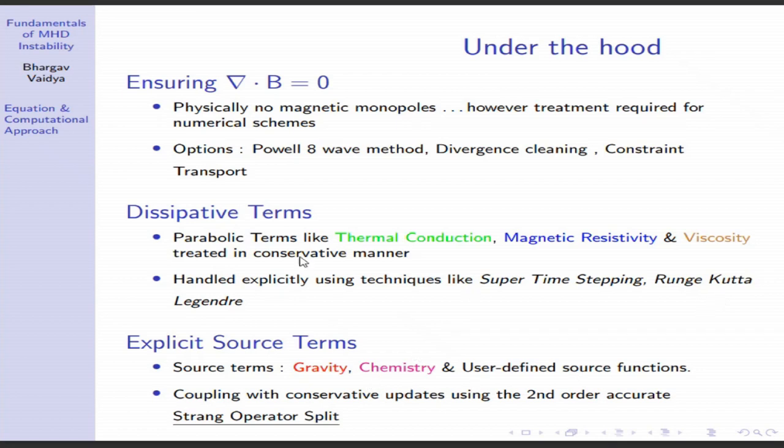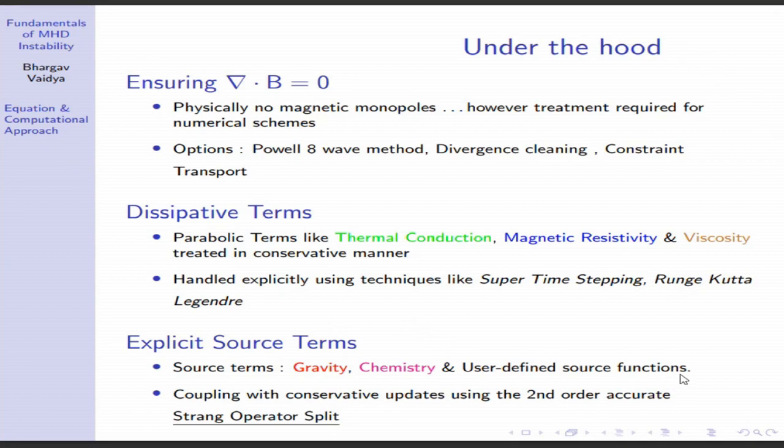Apart from these parabolic terms, there are also source terms that I was talking about. These are called explicit source terms. In this case, you may not conserve the total energy or total momentum, and adding them can give rise to some source terms. So we will have to see how we can do this.